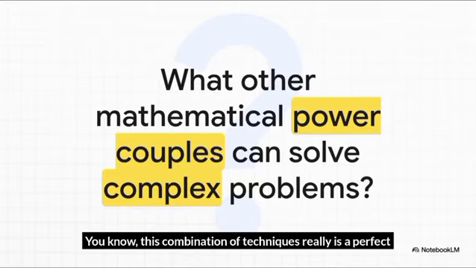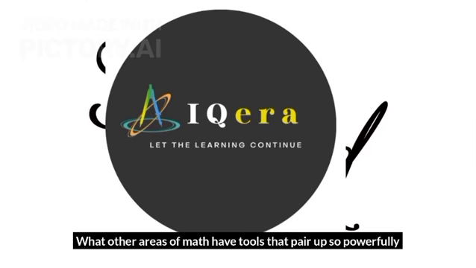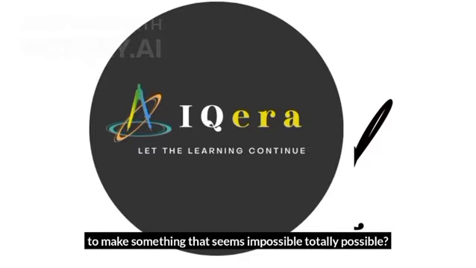You know, this combination of techniques really is a perfect team, a mathematical power couple. And it kind of leaves you wondering, right? What other areas of math have tools that pair up so powerfully to make something that seems impossible totally possible?